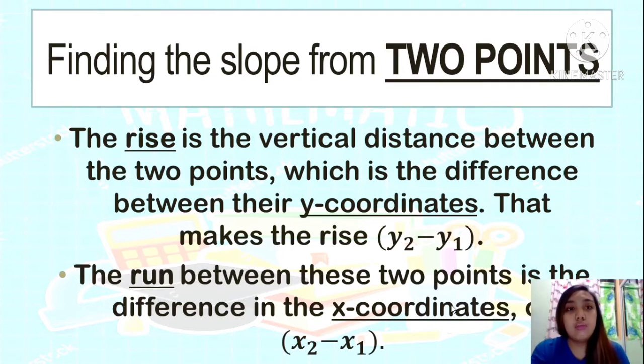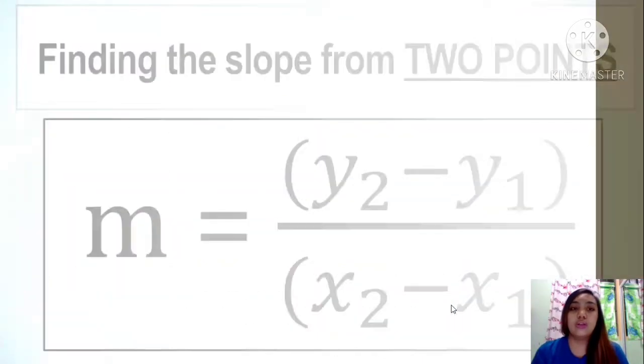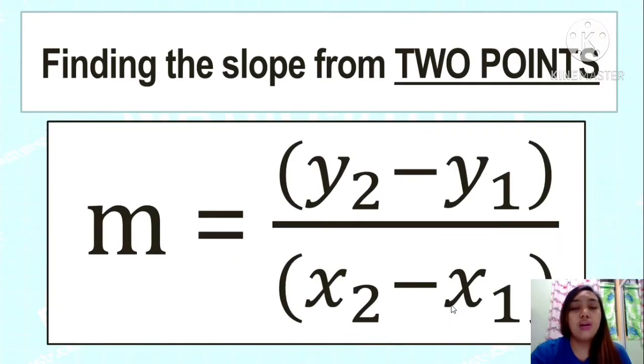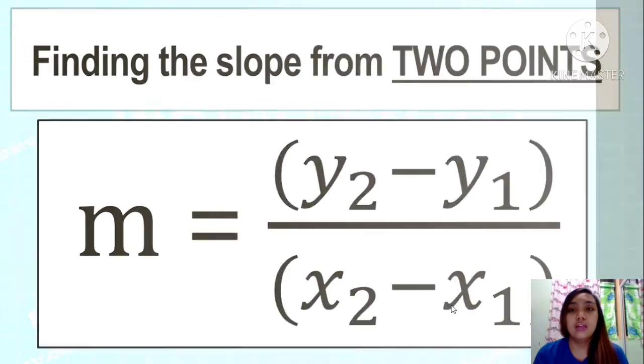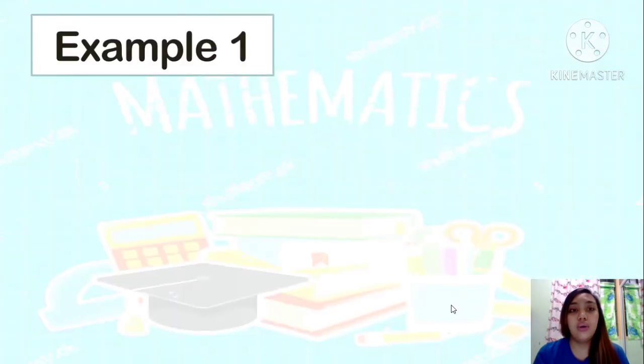Take note, hindi kayo magbibilang dito. Bibigyan ko lang kayo ng 2 points and then you are going to solve. Subtract lang. Yun lang po. So, take a look at the formula. Ito po ang formula ng slope. Tandaan nyo po ito. m equals y sub 2 minus y sub 1 over x sub 2 minus x sub 1. Lagi tayong mag-start kay y. Okay? Over x.